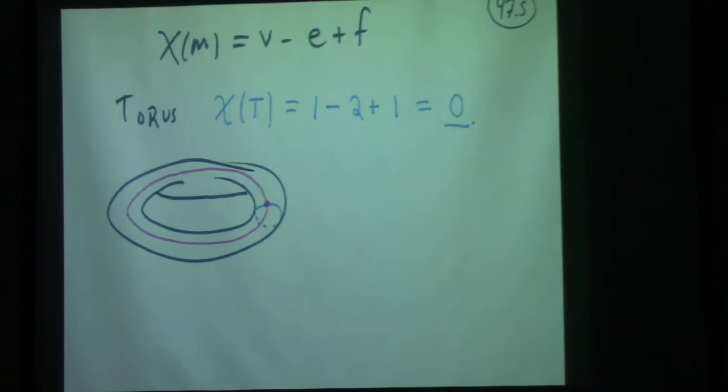Oh, look, we could just use one rectangle for the whole torus. Duh. Look at that. Why don't we think of that? I don't know. I'm a dummy.